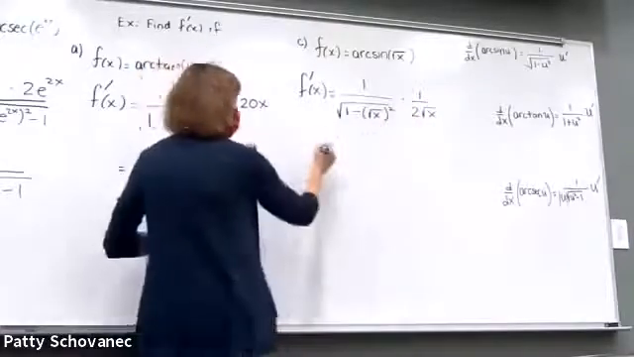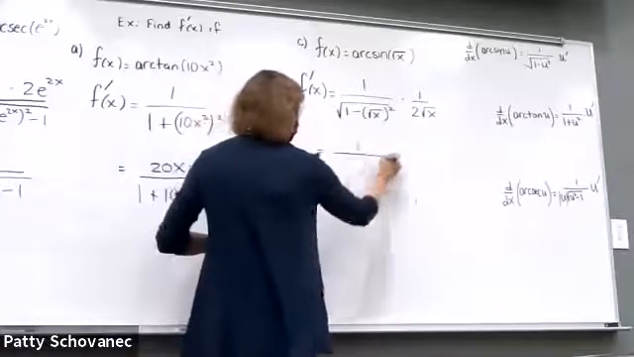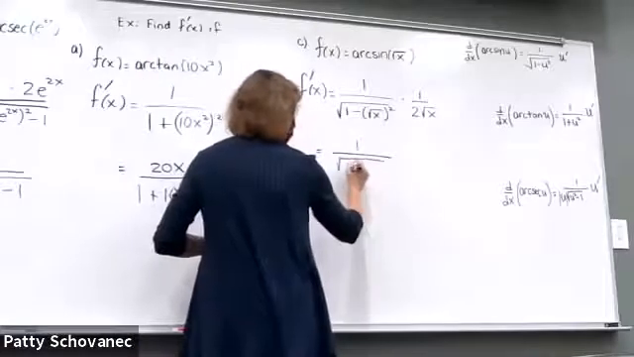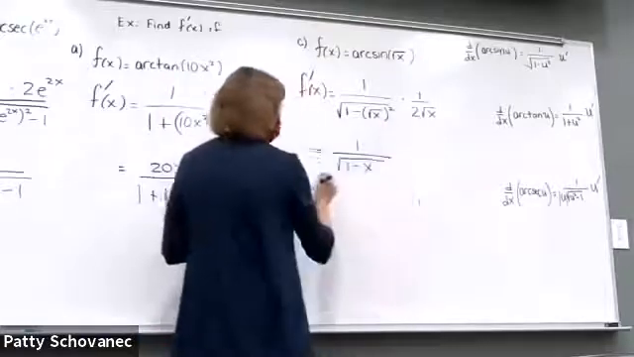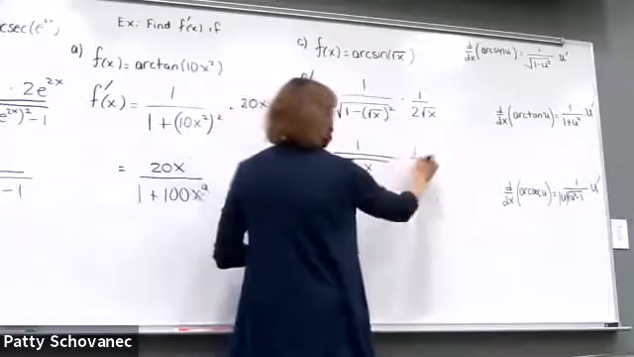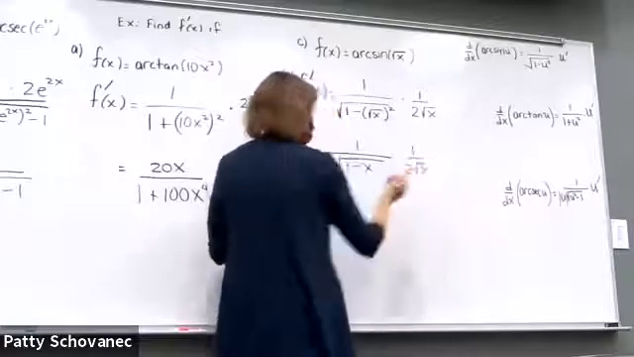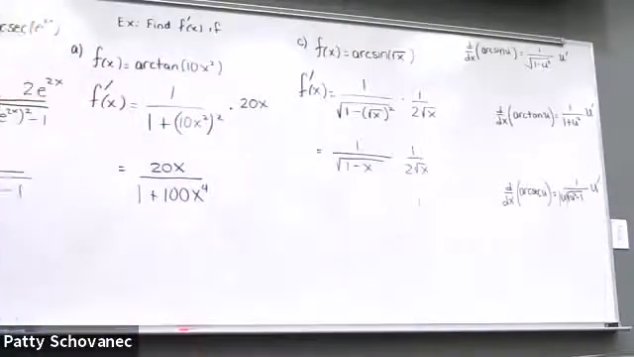And so if I square the square root of x down there, I get the square root of 1 minus x. And then I've got times 1 over 2 square root of x. And really, there's nothing to make that look pretty. I suppose you can share denominators, but I'll just leave it there. Okay.